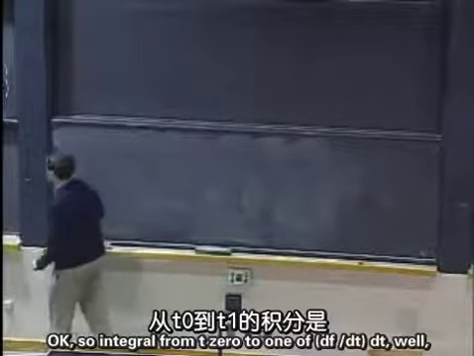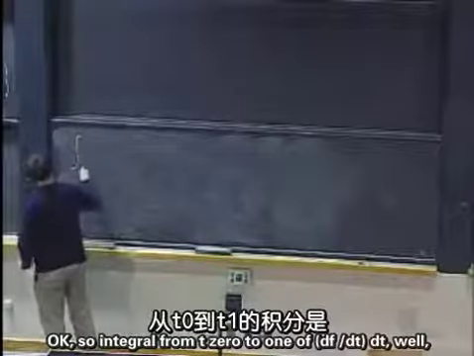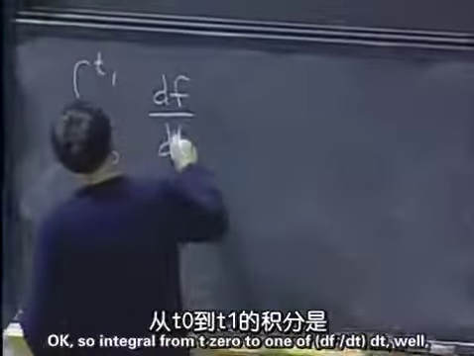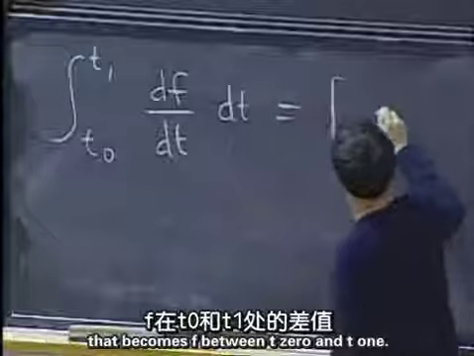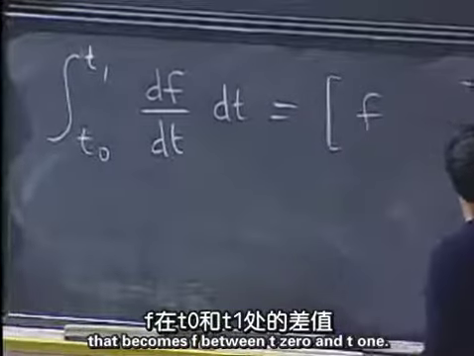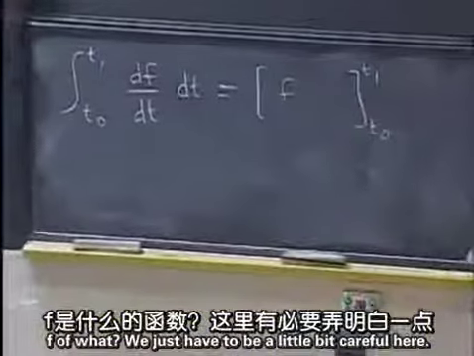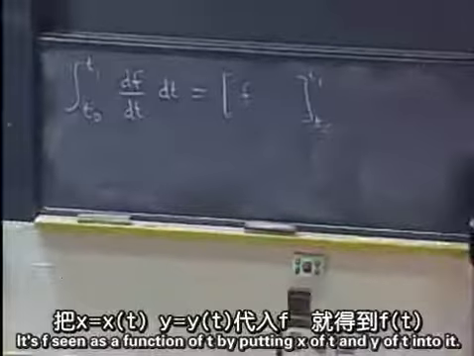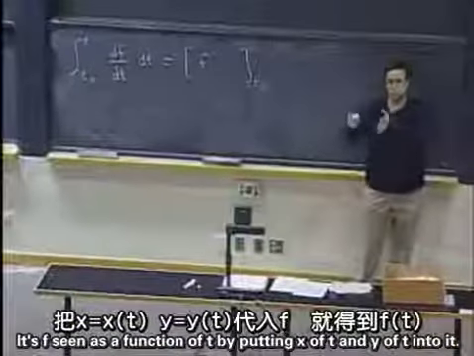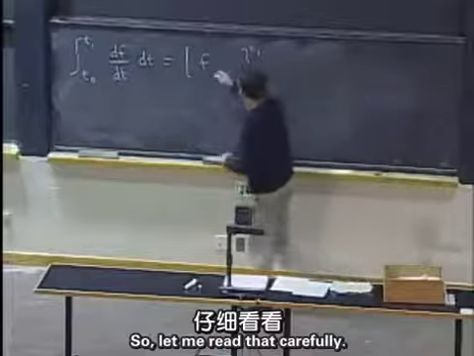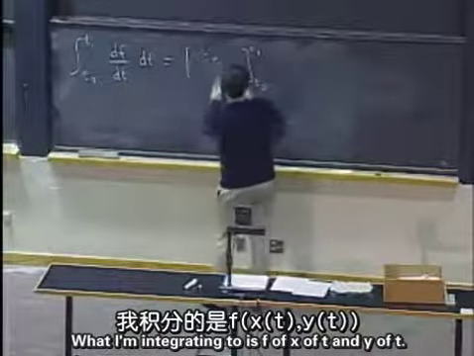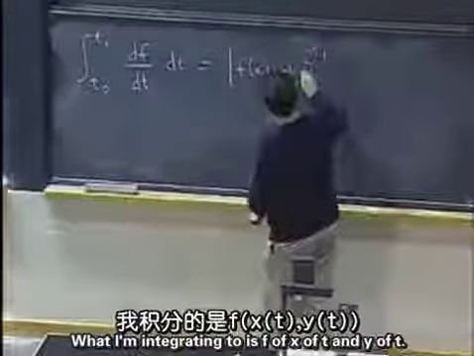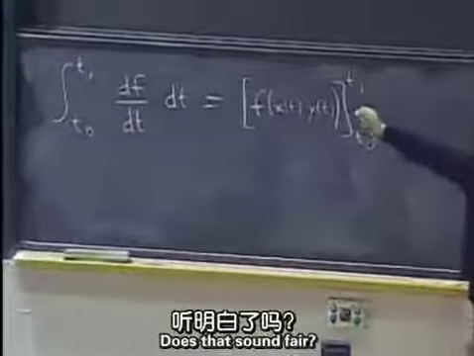Okay. So the integral from t0 to t1 of df/dt, well, that becomes f between t0 and t1. f of what? We just have to be a little bit careful here. Well, it's not quite f of t. It's f seen as a function of t by putting x of t and y of t into it. So let me write that down carefully. What I'm integrating to is f of x of t and y of t. Right? Does that sound fair?